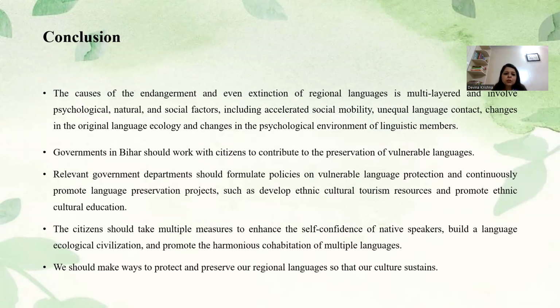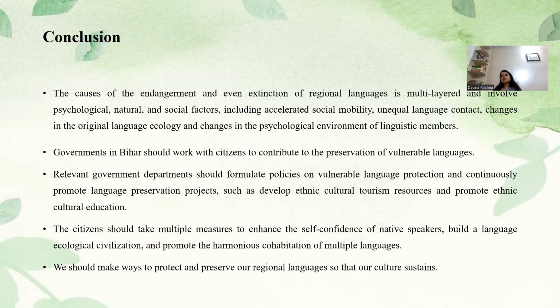So let's come to the conclusion. We know that the causes of the endangerment and even extinction of regional languages are multi-layered, and there are various factors that need a lot of retrospection. Authorities should work with citizens to preserve these vulnerable languages, and the different governmental departments should formulate policies on vulnerable language protection, noting that those codes need protection, and continuously promote language preservation projects.